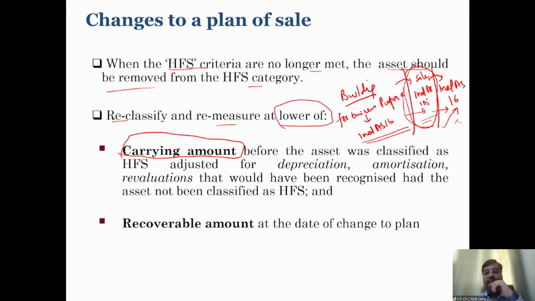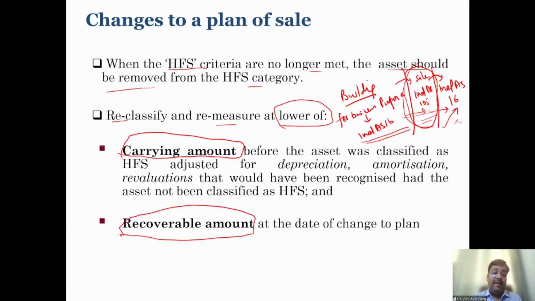If this asset would not have been classified as held for sale, then what will happen? In that case, you have to charge a depreciation for a year also, right? So you need to compute the carrying value considering this asset was never in the kitty of held for sale, right? Second, recoverable amount, sir.